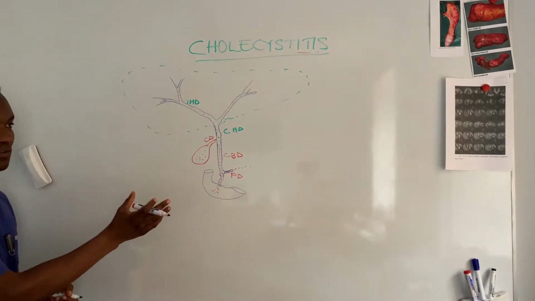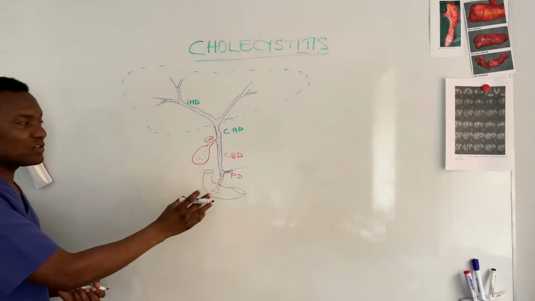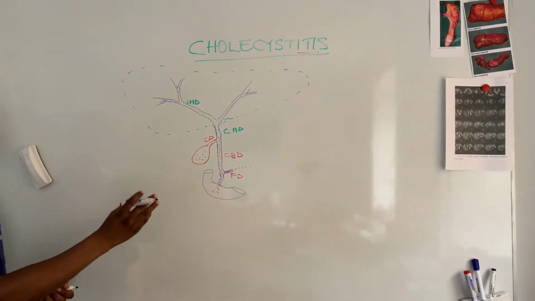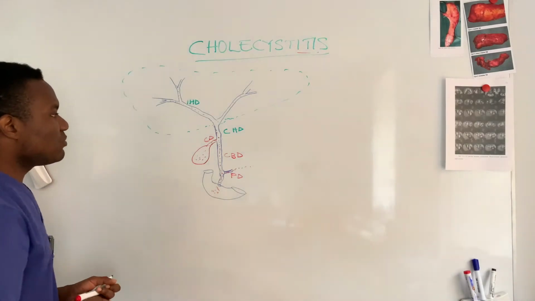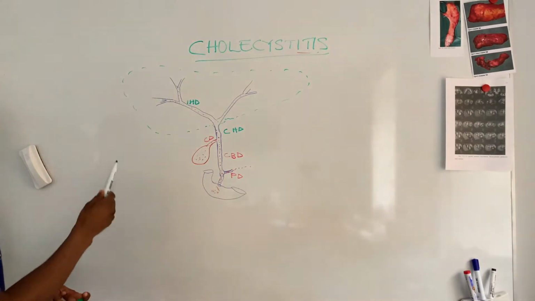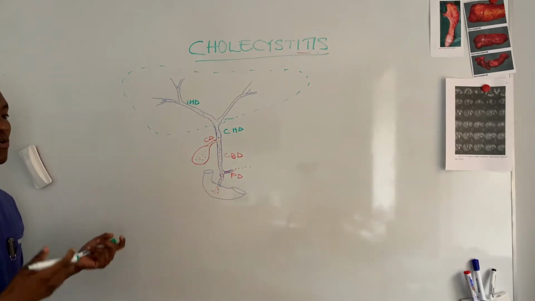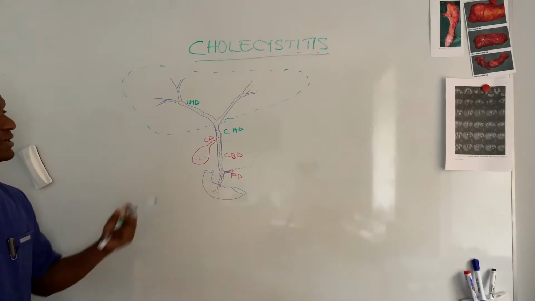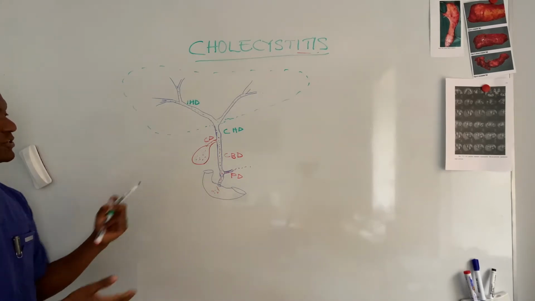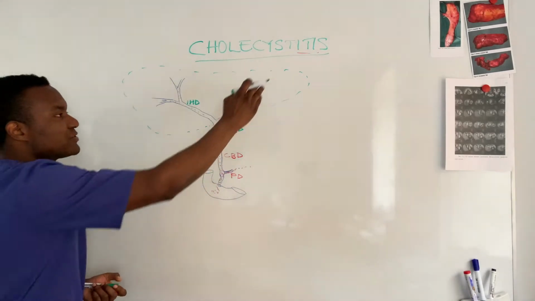So this is an overview of how bile is produced and the movement of bile through the biliary tree. This is very important because if we have a basic understanding of how bile flows, then we can correlate this with certain symptoms that patients will present with when they have any pathology regarding the biliary tree. So let's go back to cholecystitis.